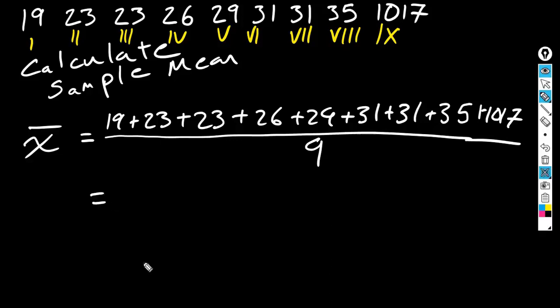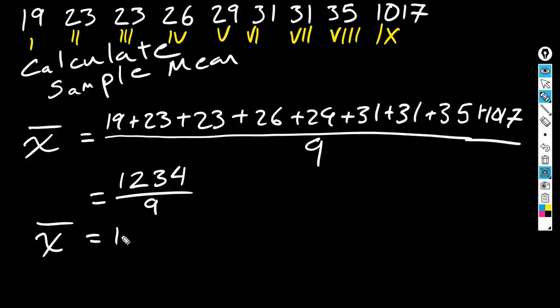Once we add that all up, just punching it into our calculator, we should get 1234 divided by 9. Once we finish that off, taking it to 3 decimal places, we get 137.111. And that's the answer. So that is an arithmetic mean. We're probably at least somewhat used to these.